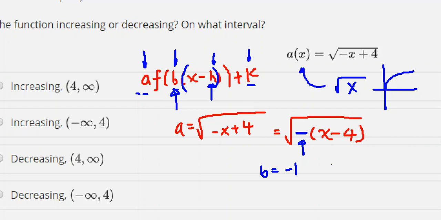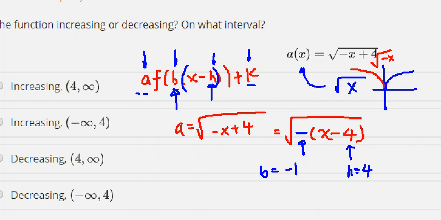And my h, I hope you recognize, x should be grouped with h. So therefore, this is my h, which is 4, not negative 4, but 4. Now, if you can recall, what does this negative 1 do? The b equals negative 1 will flip this graph across the y-axis. So this red one becomes my square root of negative x, okay? And then what does this 4 do? It will shift to the right 4 units.